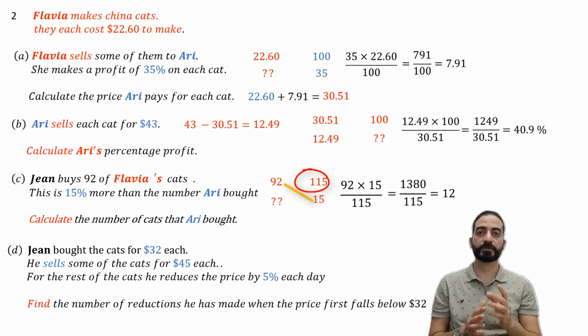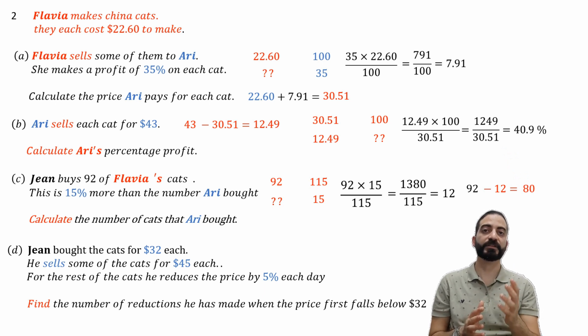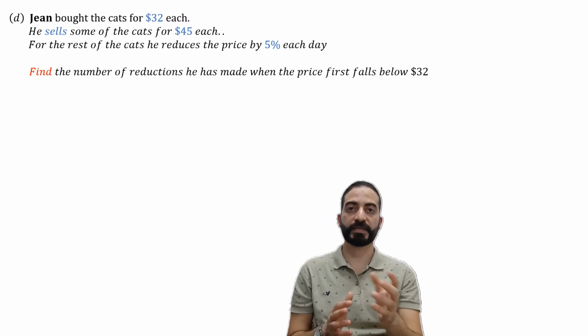Now, with the answer that we got, we must subtract it from 92, because Ari bought 15% fewer than Jean. Now we get the final answer. We now move to part D. Jean bought the cats for $32 each.